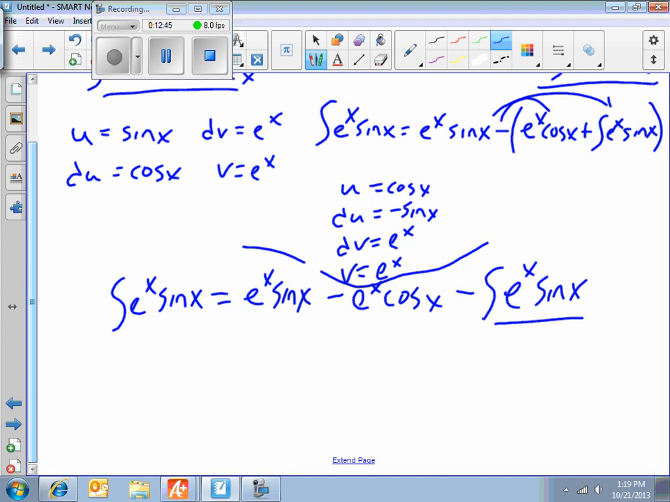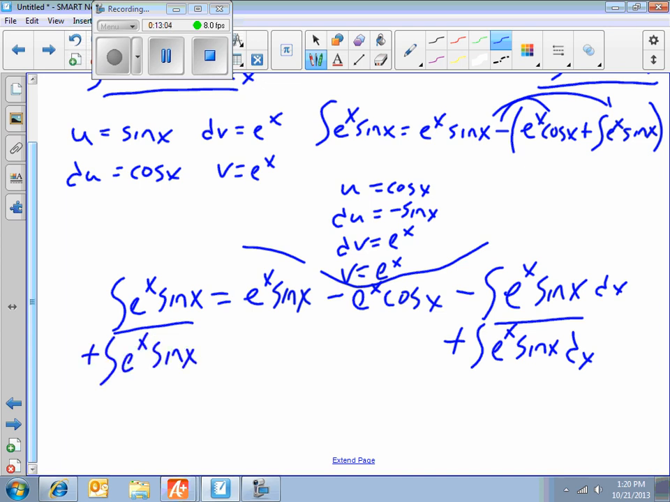Now there's a reason why, in the other ones, I didn't keep writing down the problem, and I wrote it down this time. I want you to see this little trick. Watch what happens if I add the integral of e to the x sine x to both sides. By the way, this is dx, I'm not writing it. So if I add that to this side, it's a neat little trick. What I end up with is two of the integrals of e to the x sine x, and that's equal to e to the x sine x minus e to the x cosine x.